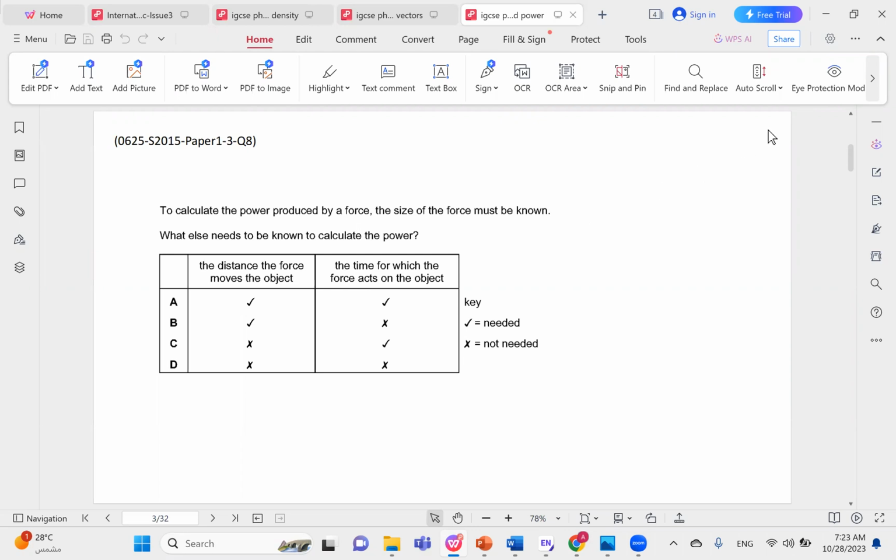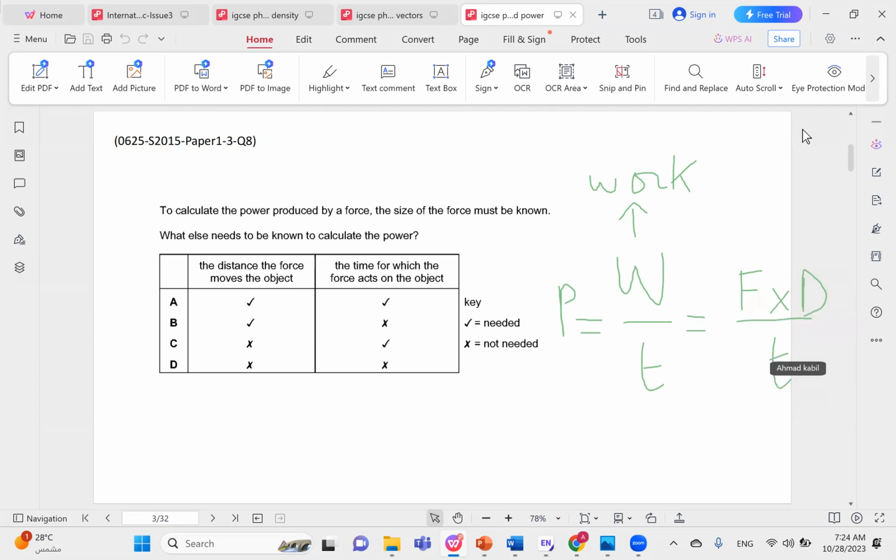Just as a brief reminder, in order to calculate power, power equals work over time. And work is equal to force times distance, over time. So what do we need in order to calculate power? We need three things. We need the force, we need the distance, and we need the time. So the correct choice here would be choice A.